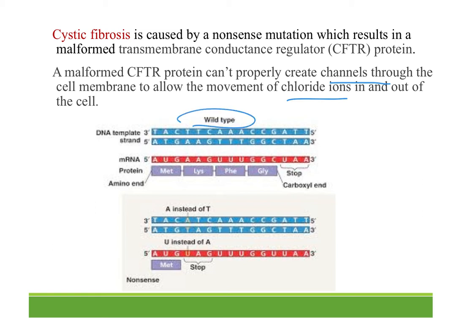So our wild type example is on the upper part of this diagram, and you can see that the protein is supposed to be longer than what you get when you have a stop codon put in too soon.